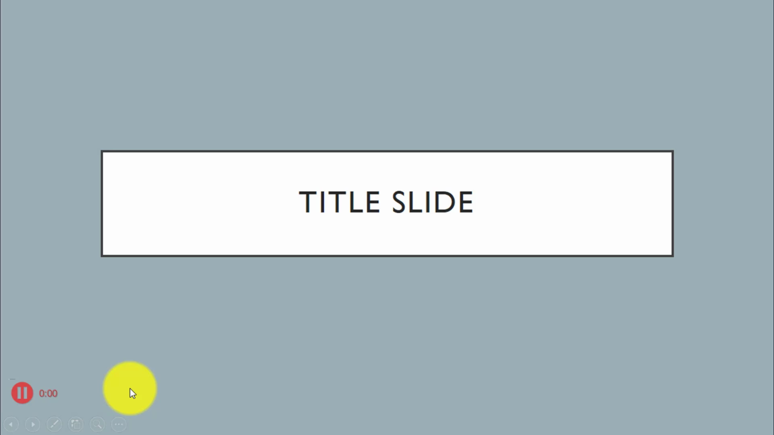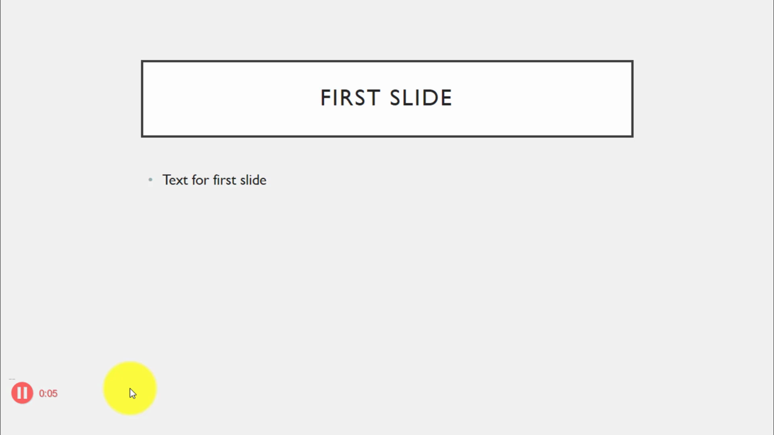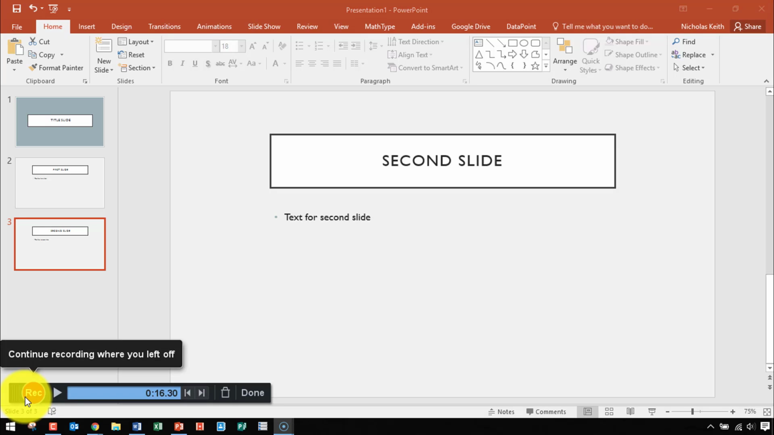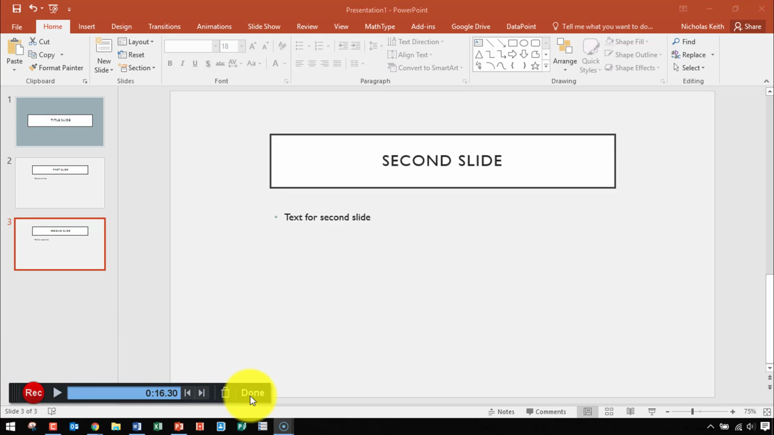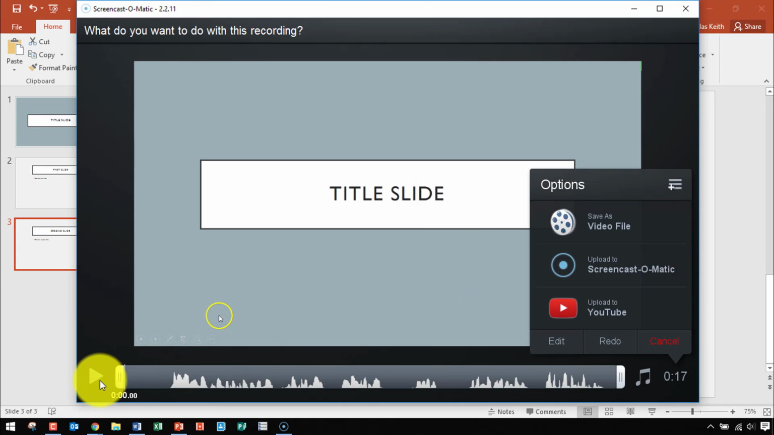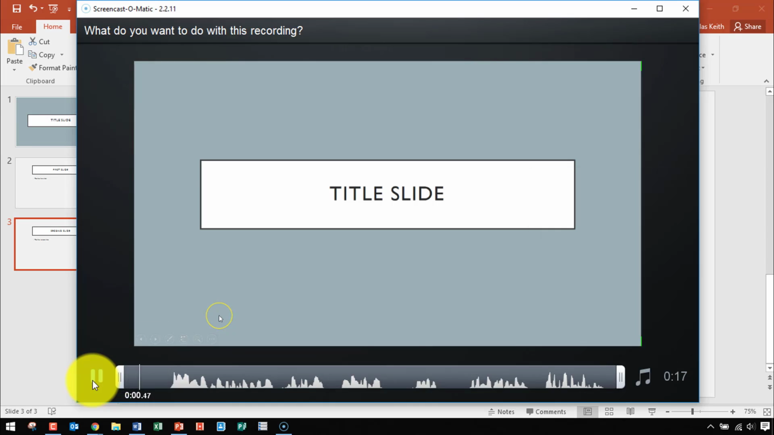You'll see a countdown. So now whatever I say is going to be captured by Screencast-O-Matic. I can go to the next slide, and then the next slide, and then that's it. I'll press Escape to end my presentation, and I'll click the pause button to stop recording. Now that I'm done, I'll just click Done on Screencast-O-Matic. And then if I want to, I can play this back.